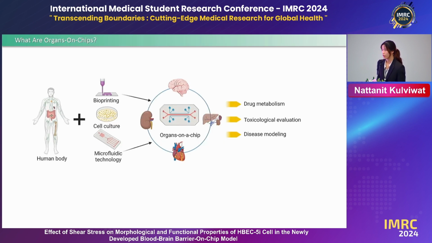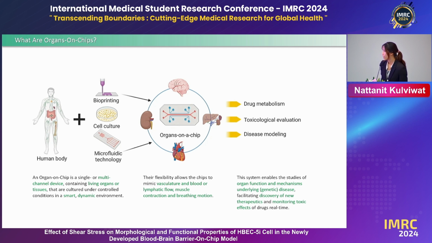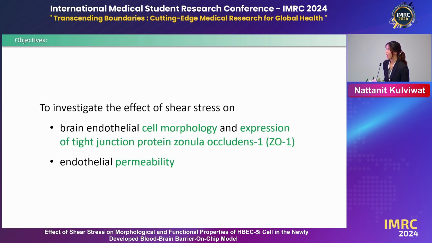So what is organ on chip? Organ on chip is a technology that combines cell culture as well as microfluidic technology to mimic the vasculature, blood vessel, and lymphatic flow of the cell. So it enables us to study more on organ function, mechanisms of disease, and discovery of new drugs. There are several factors that affect the microenvironment, for example, the chip design, surface modification, flow rate, and flow time. So in this study, we want to investigate the effect of shear stress on the newly developed blood-brain barrier.